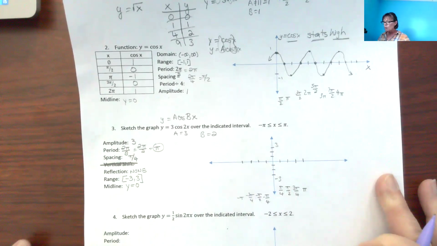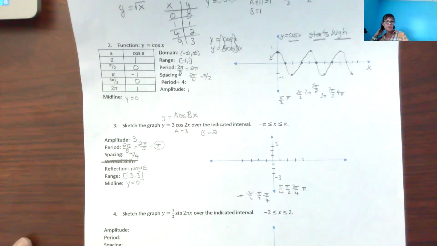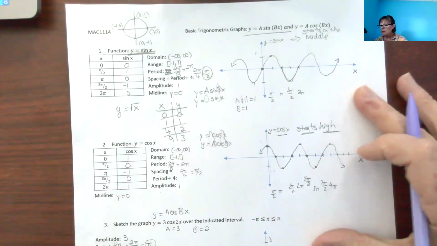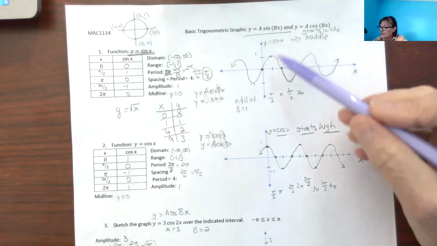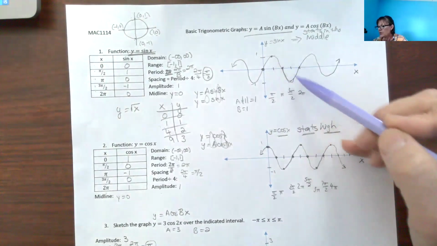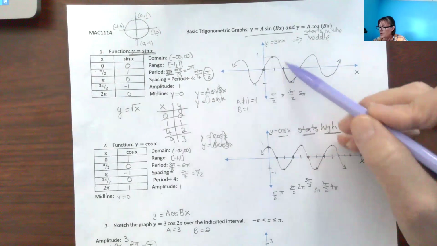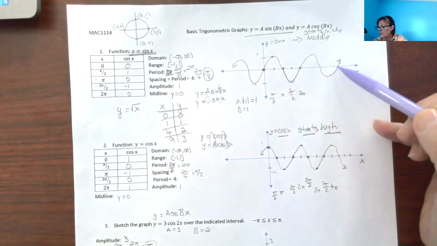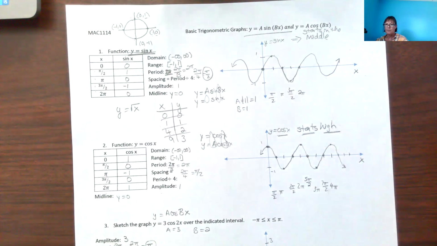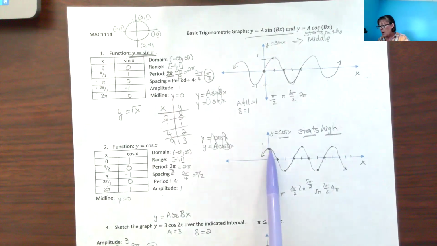All right, ready? Once we know the pattern, this is a cosine graph. There are a couple of things to note. Sine starts in the middle, but what is its pattern? It goes middle, high, middle, low, middle. And then it repeats: middle, high, middle, low, middle, high, middle, low. That's its pattern. Cosine is very similar, only it doesn't start in the middle, it starts high. Its pattern is high, middle, low, middle, high, middle, low, middle, high.